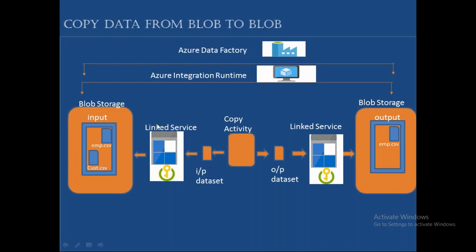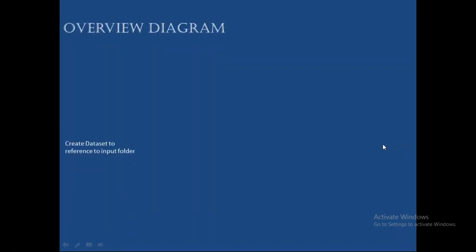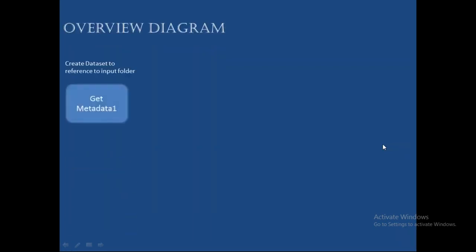I'm going to use linked service basically to connect to the blob storage. Input data set will point to the input folder, output data set will point to the output container. Let's say now the overview diagram you see. Create a data set to reference the input folder. So I have a get metadata activity which will reference the input folder. Now in the input folder I have two files, right? EMP and customer.